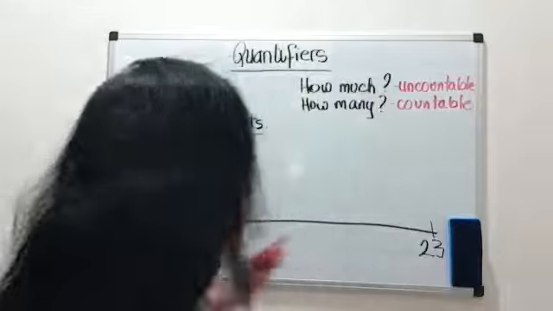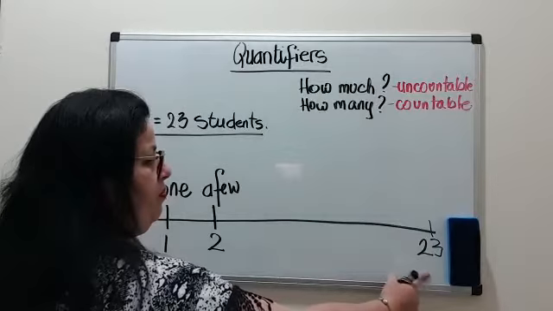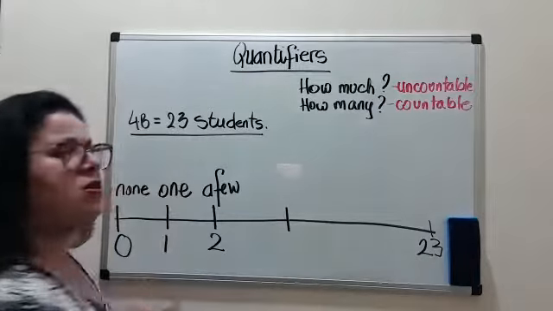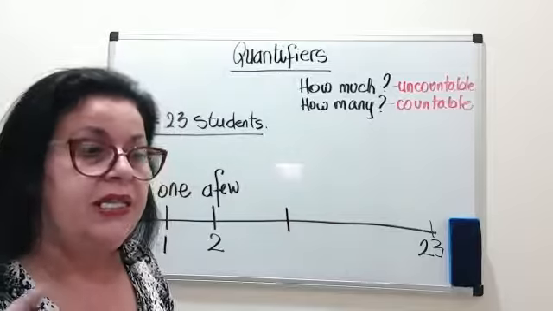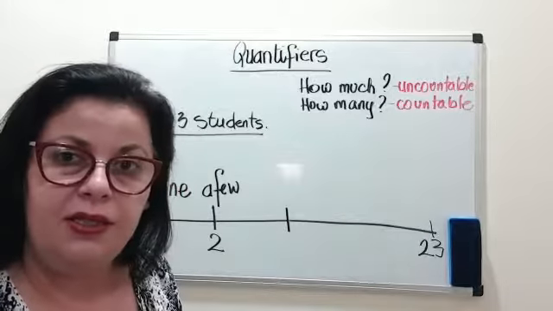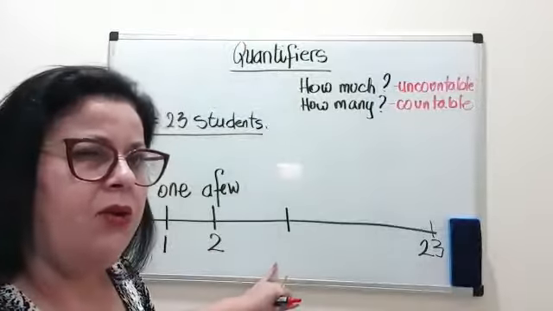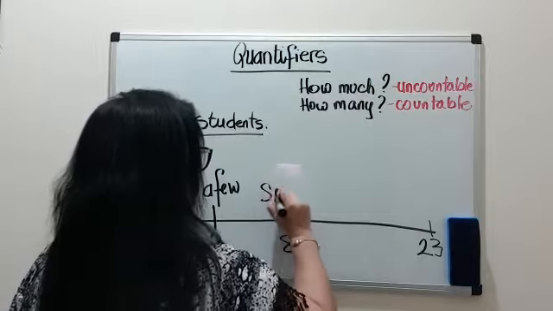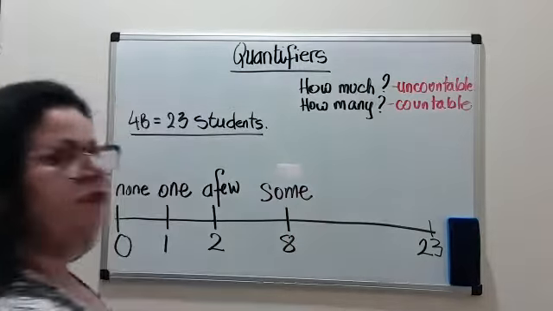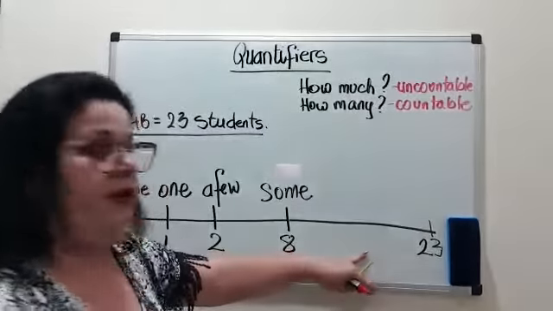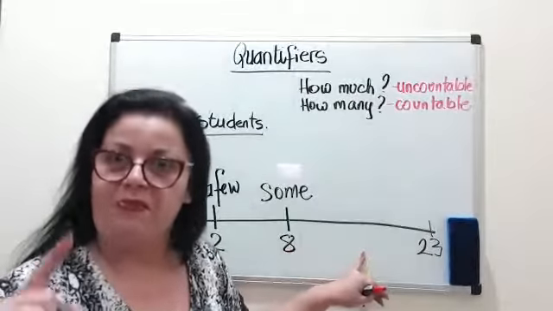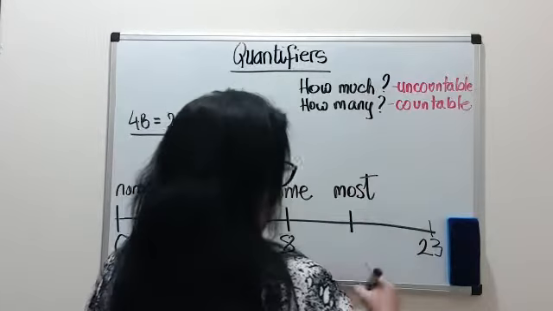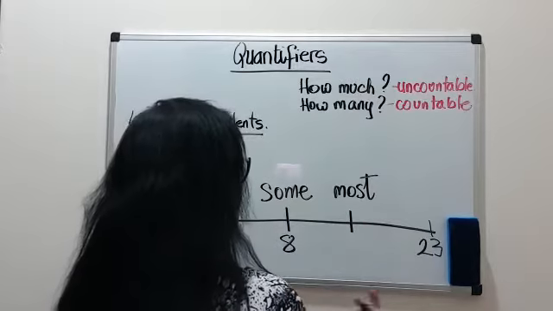Then I can carry on because I need to reach the total of 23. Some of my students sent me their essays. If I say some, I will refer to 7, 8. Here is some. I can go on and say most of my students submitted their work. If I say most, that would mean from 23, 19.